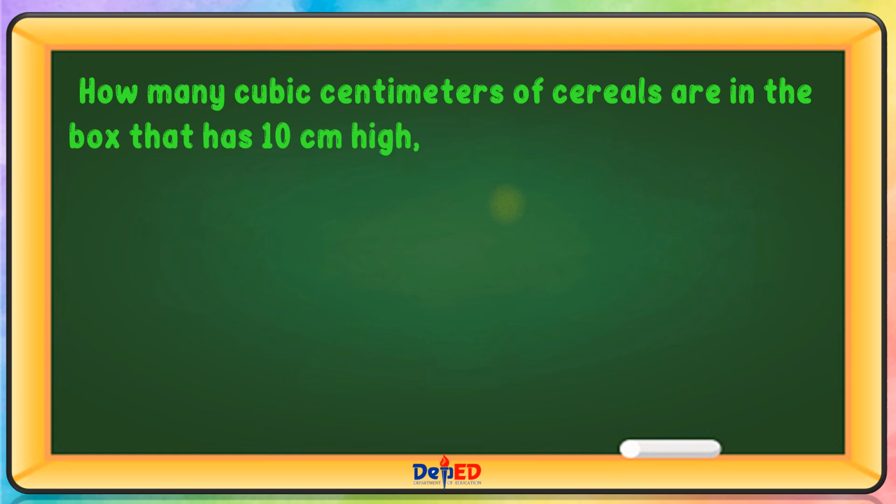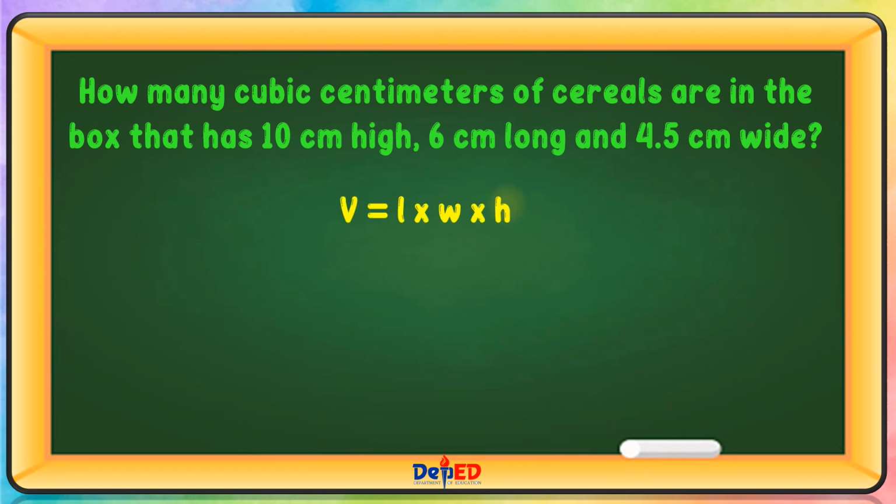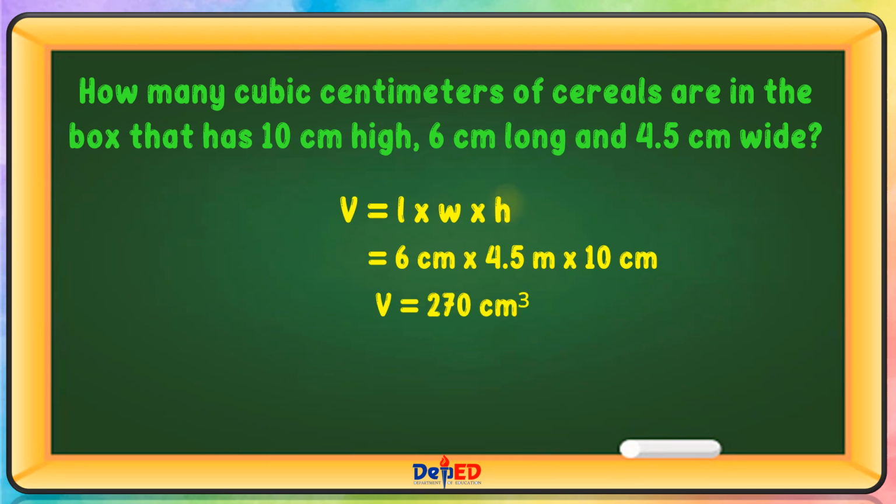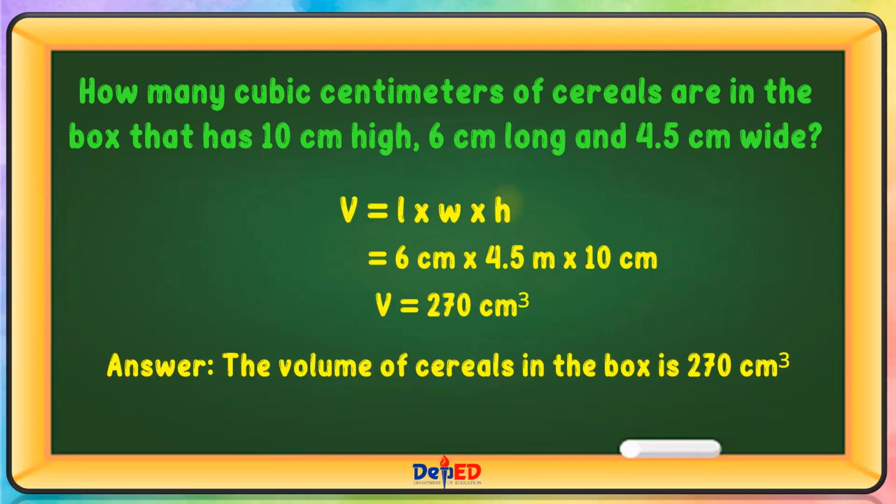How many cubic centimeters of cereals are in the box that is 10 cm high, 6 cm long, and 4.5 cm wide? Volume is equal to length times width times height, equals 6 cm times 4.5 cm times 10 cm, is equal to 270 cubic centimeters. Our answer is the volume of cereals in the box is 270 cubic centimeters.